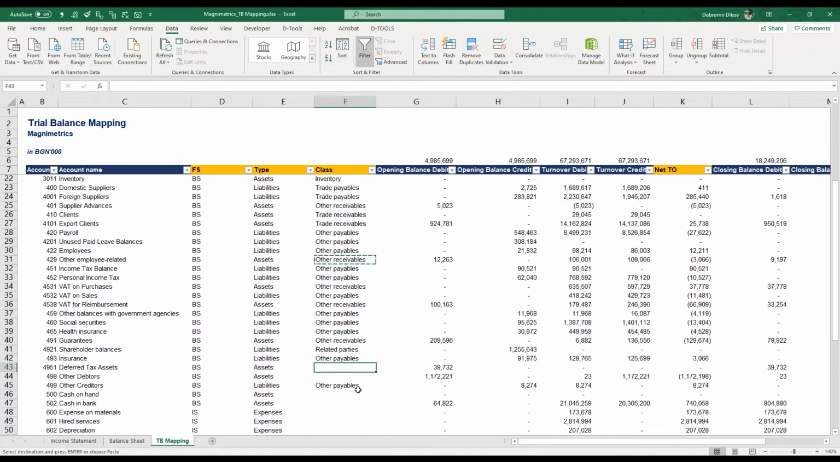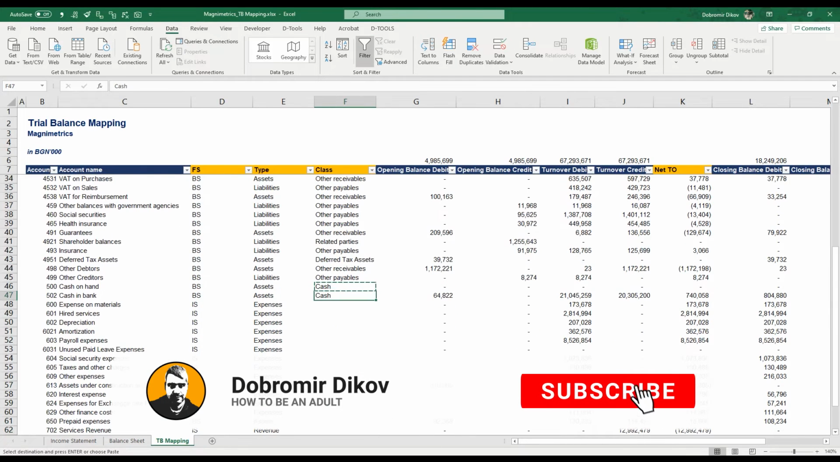Guarantees as well. Deferred tax assets is just deferred tax assets. This is other receivables. Assets cash on bank, this is simply cash. And then we go to expenses.